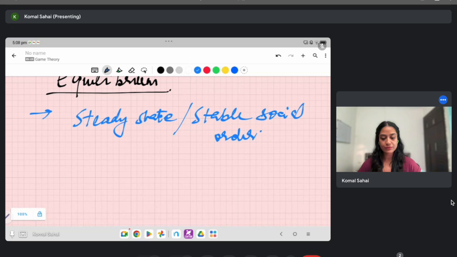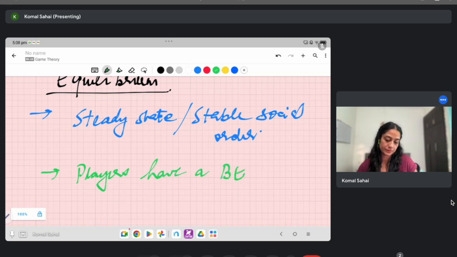So you will have to work on what is called a belief, right? So players have a belief. So what is a belief? A belief is what you think the other player would do, right?